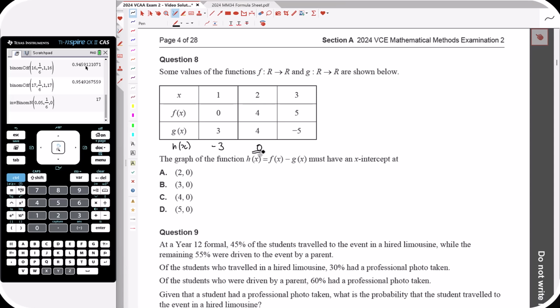So we learn from that h of 2 is equal to 0. And so therefore the x-intercept is 2, 0.